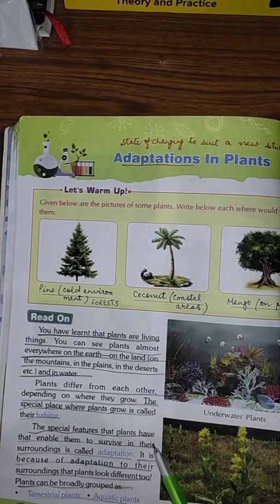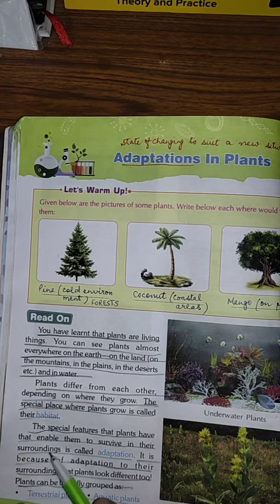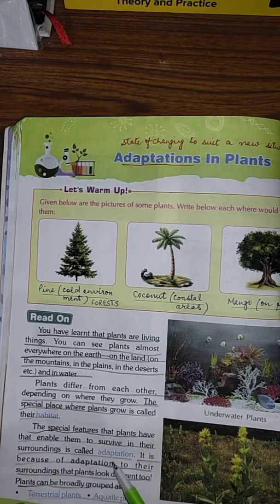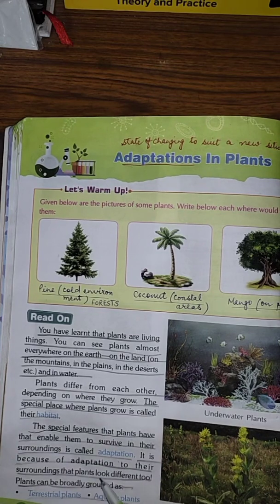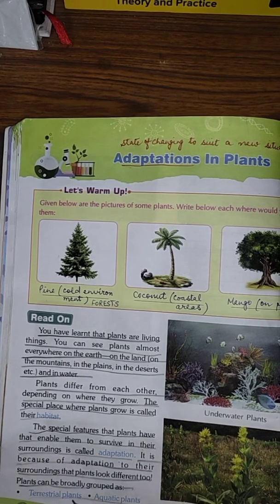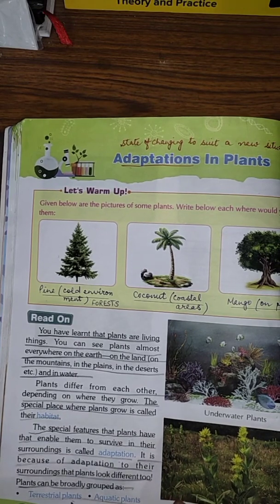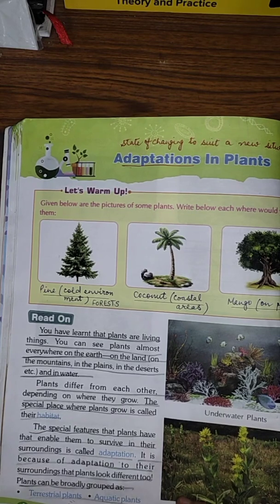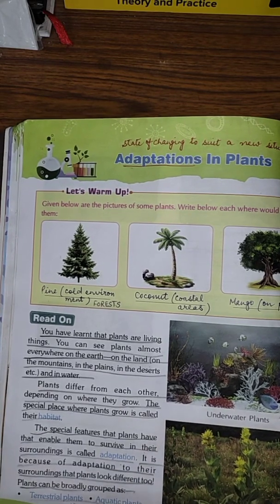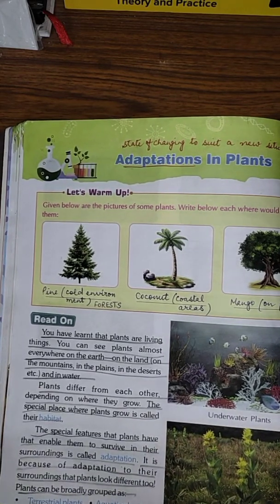The special features that plants have that enable them to survive in their surroundings is called adaptation. It is because of adaptation to their surroundings that the plants look different too. Plants can be broadly grouped as terrestrial plants and aquatic plants. Terrestrial plants means those plants which grow on land. Aquatic plants means those which grow in water.